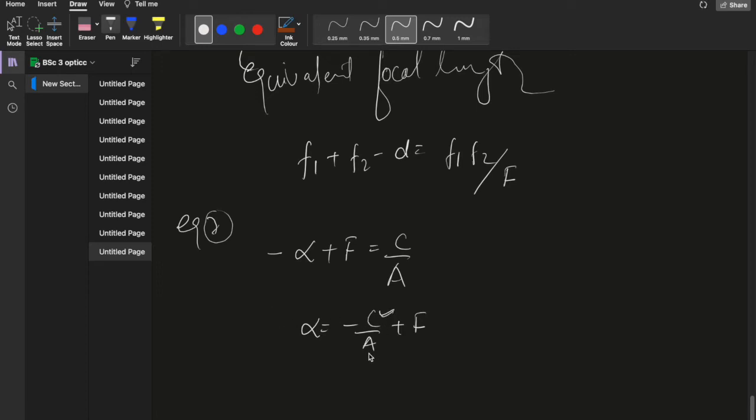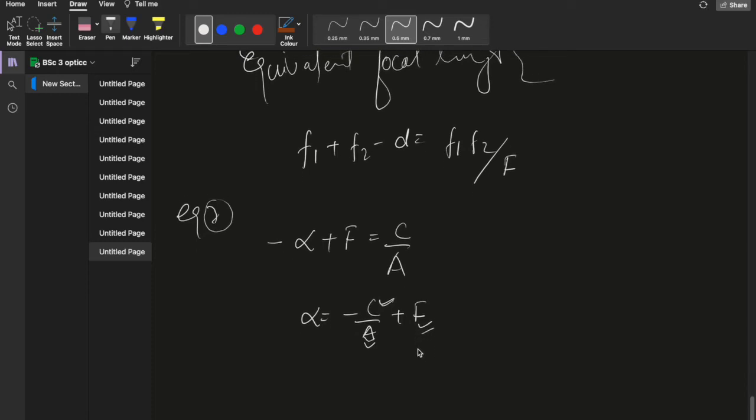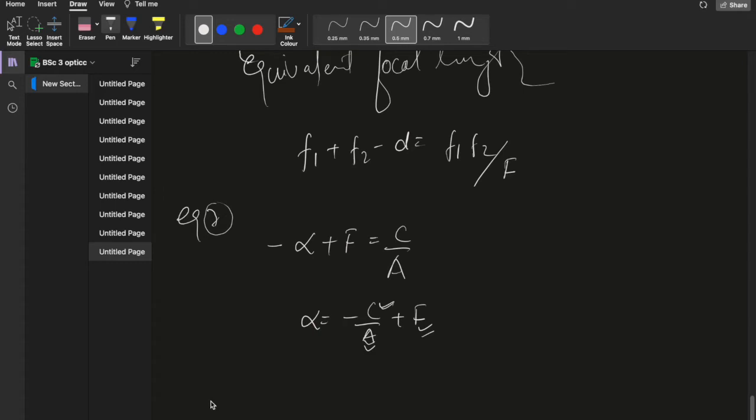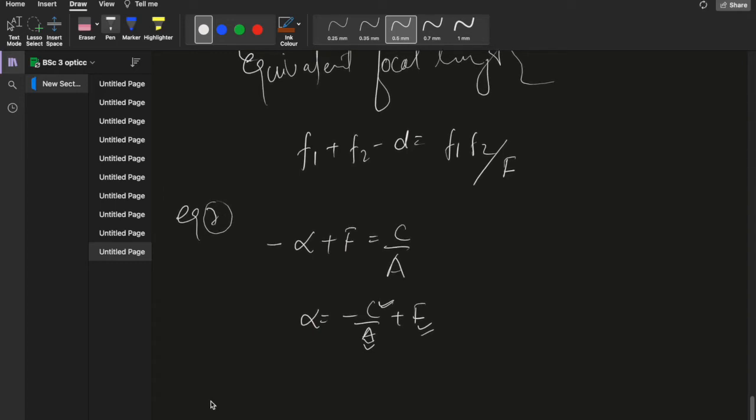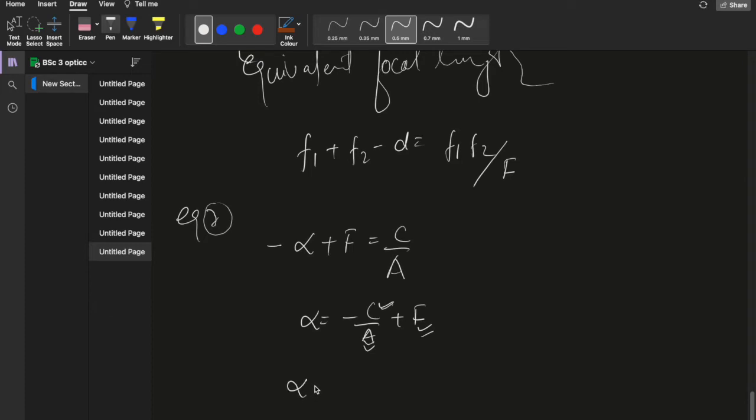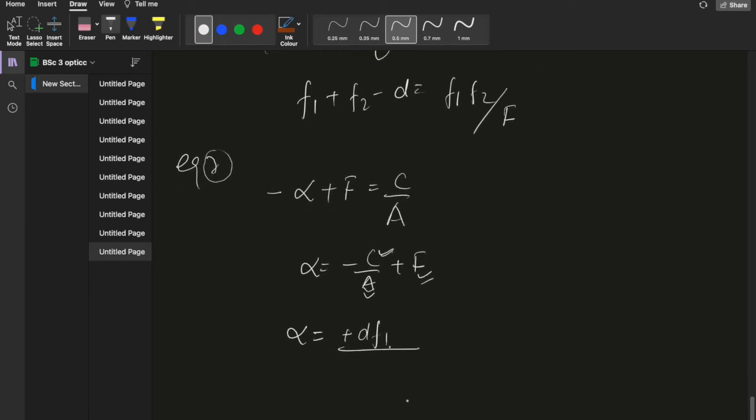I know the individual value of c, individual value of f, a, and individual value of f. Just substitute all these values, and we'll get alpha becomes something like positive of d, small f1, upon f1 plus f2 minus d.